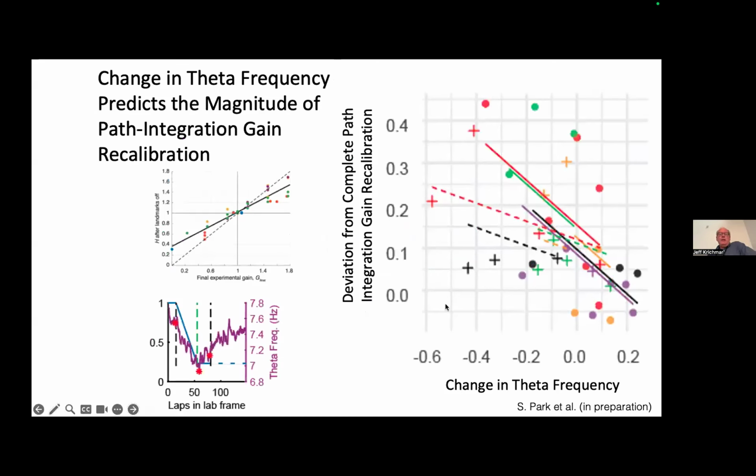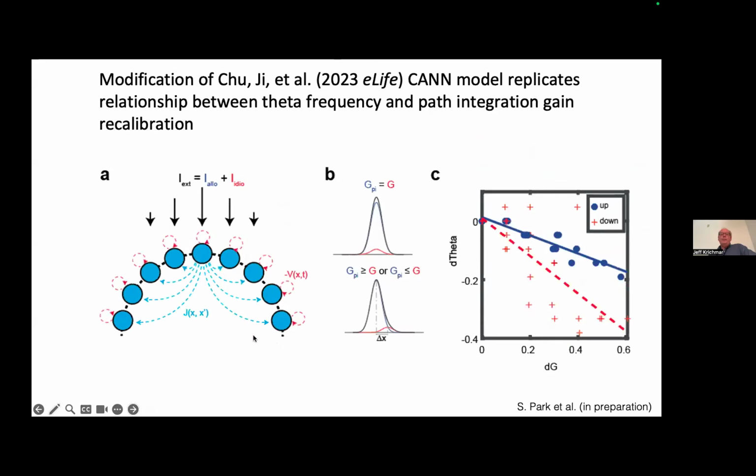What Sung Bum then did is plot here the change in theta frequency from the start of the experiment to when we turn the landmarks off. What's that difference? He plots that on this axis. On this axis, we plot how much is the difference in the path integrator gain. How much recalibration is there? And we see there's a clear relationship here. The amount of recalibration, how close this line is to the ideal, depends on how much the theta frequency recovered.